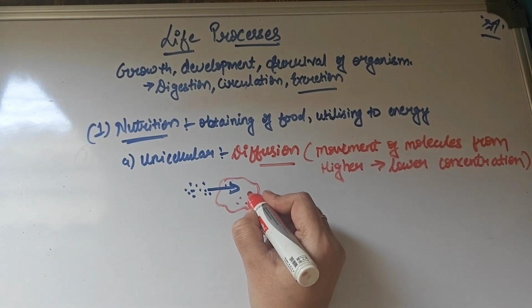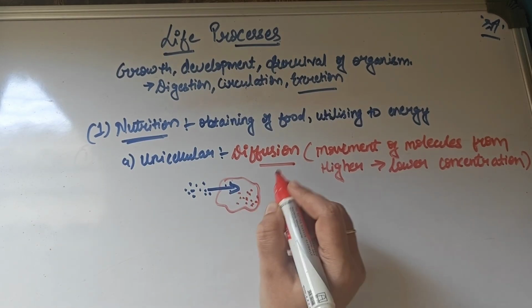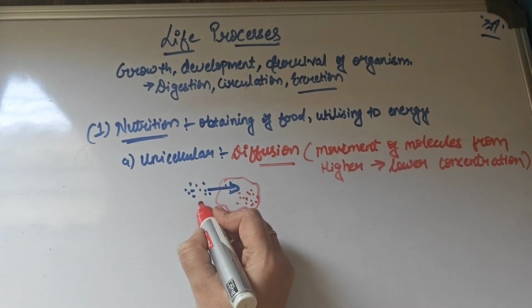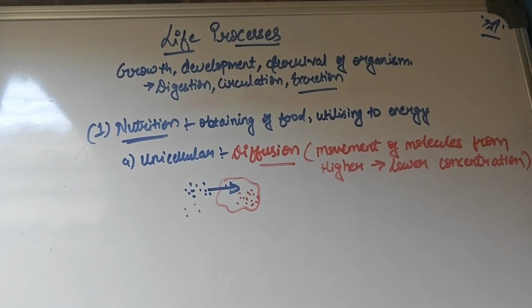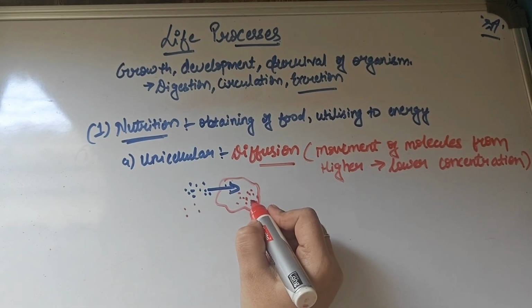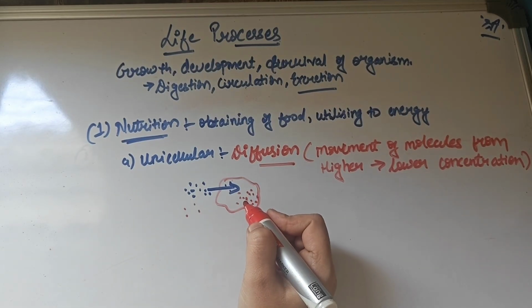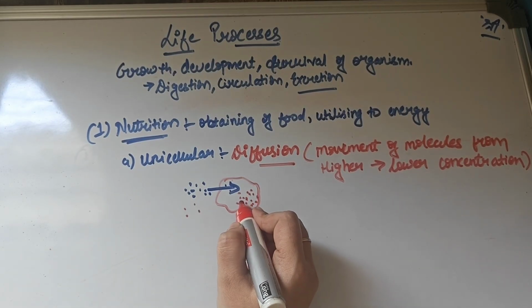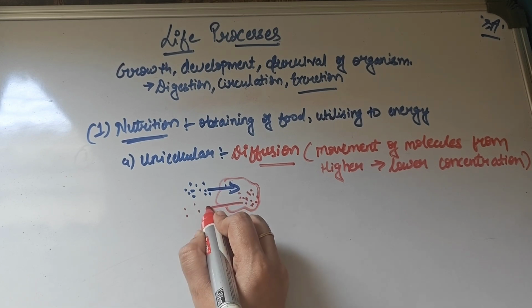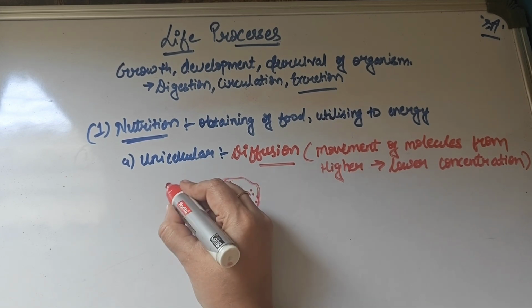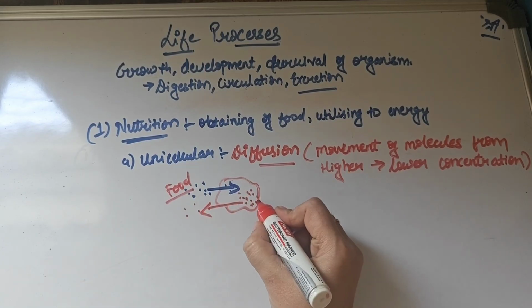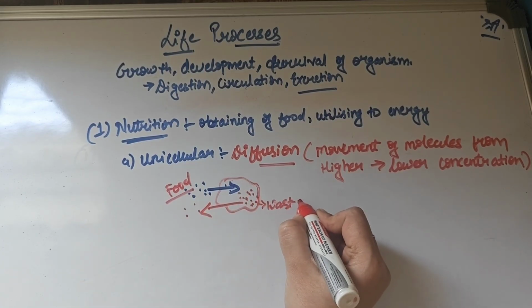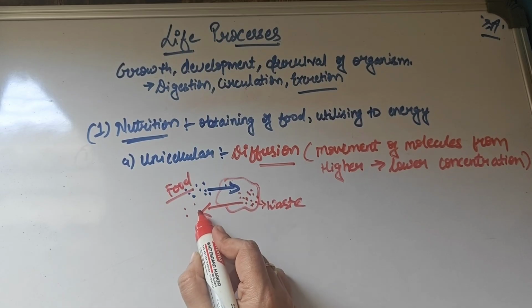Now consider these red dots as waste. Whenever an organism eats food, definitely waste is going to be generated. When this waste is generated, it is more towards the inner side and less on the outer side. So where will the movement happen? Here the movement will happen from the inner side to the outside. So the food molecules that we are talking about move from the outside to the inner side, and the waste, in the case of unicellular organisms, moves from the inside to the outside.